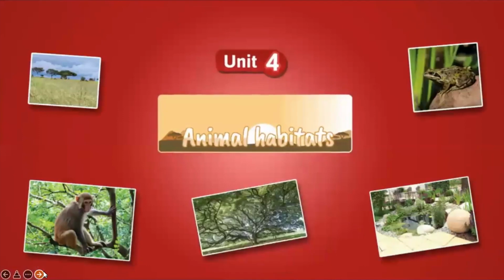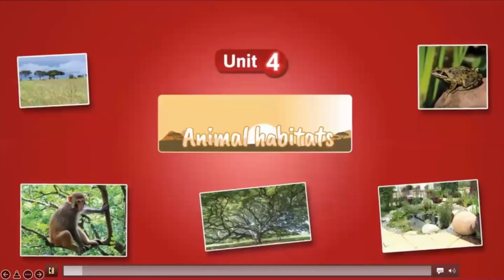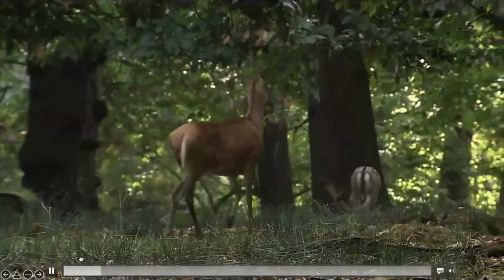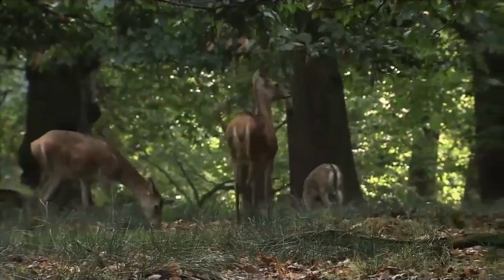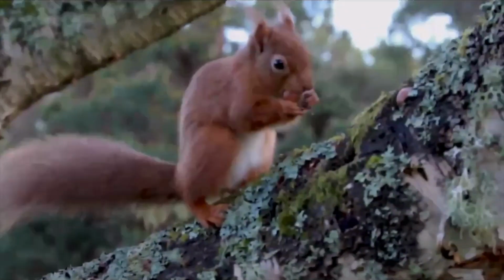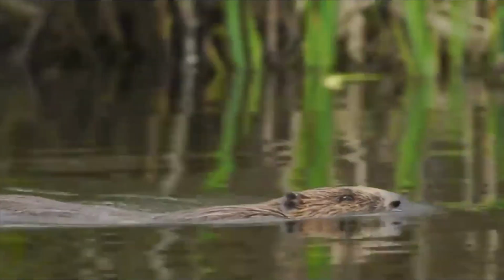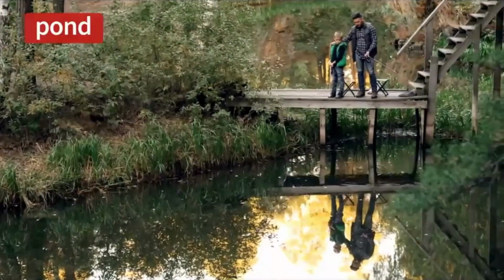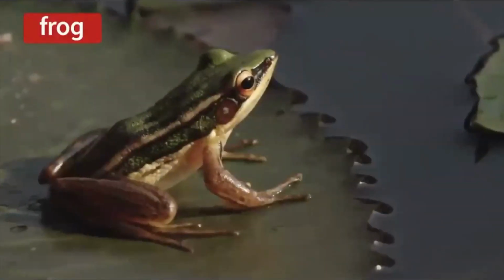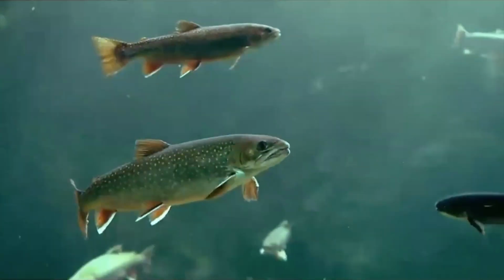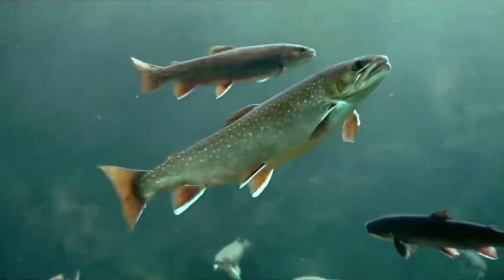Unit 4, Animal Habitats. What is an animal habitat? Where do these animals live? Look at the pond. The frog lives in the pond. The fish lives in the pond too.